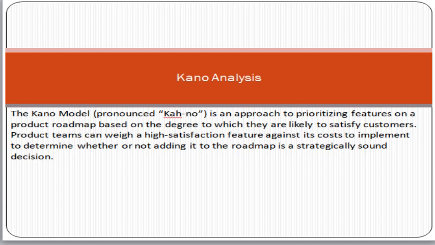Now, Kano analysis is an approach which we basically use to prioritize features on a product roadmap based on the degree to which they are likely to satisfy customers. The product team can weigh a high satisfaction feature against its cost to implement to determine whether or not adding it to the roadmap is a strategically sound decision. Basically, friends, Kano analysis is an approach which we use for product prioritization.